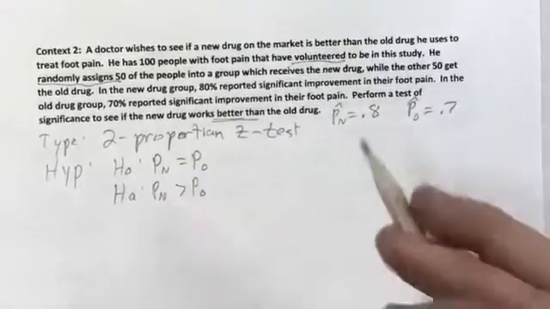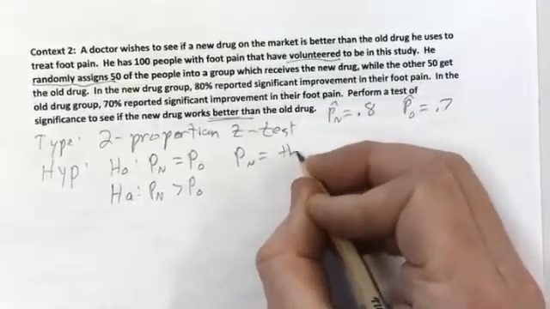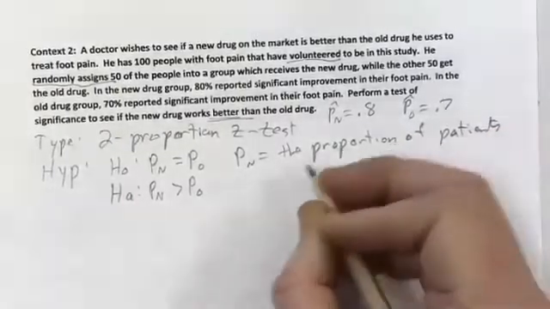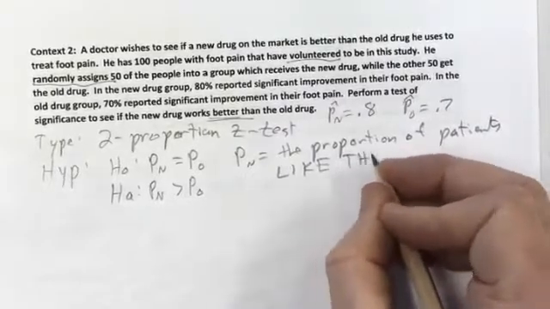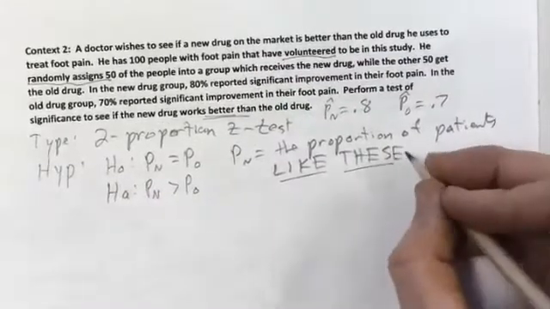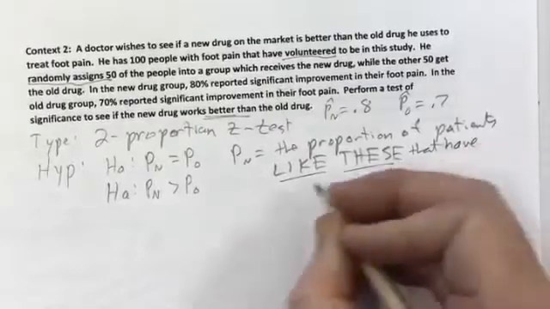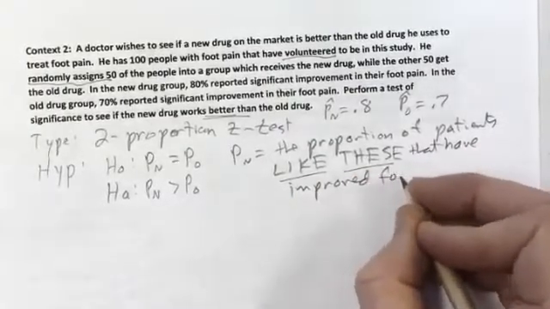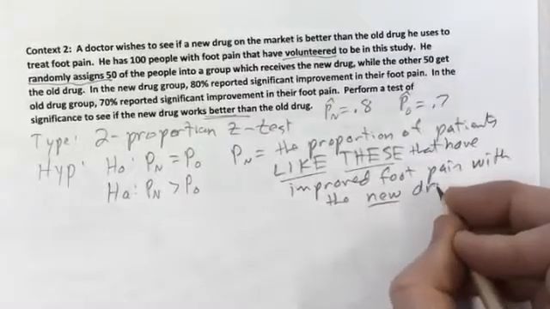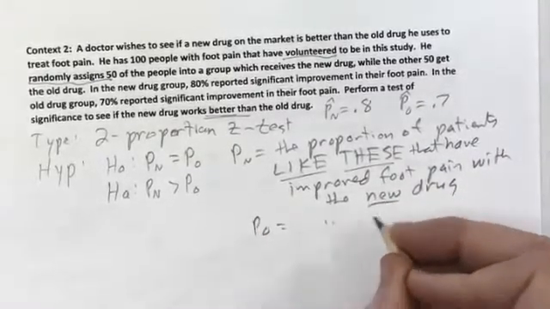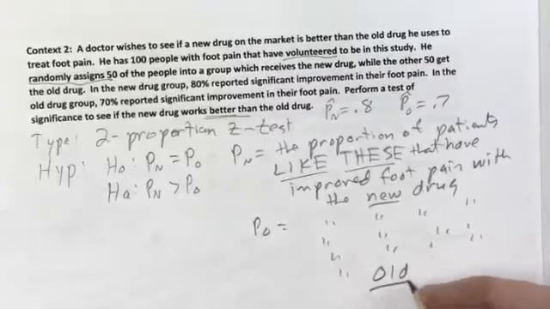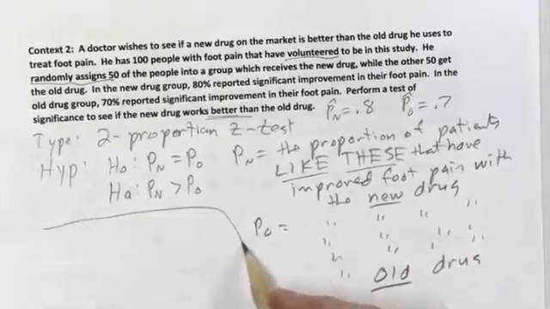Whenever you write your parameters like this, you must define them. So P sub n is equal to the proportion of patients like these. Now, whenever you don't have random selection, that's the difference between this problem and the last problem we did. We can only generalize about patients like these. The proportion of patients like these that have improved foot pain with the new drug. Okay, and then P sub O is, and you can use ditto marks, the proportion of patients like these that have improved foot pain with the old drug. So clearly define your parameters there.